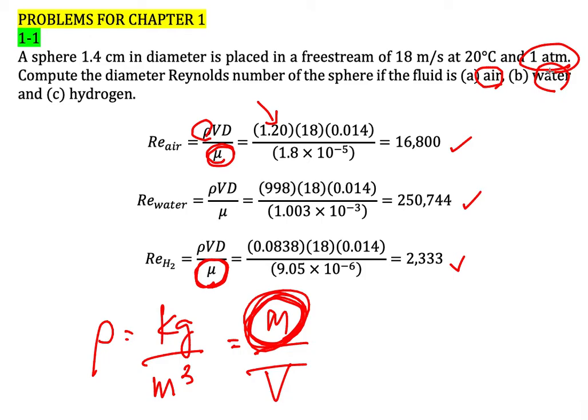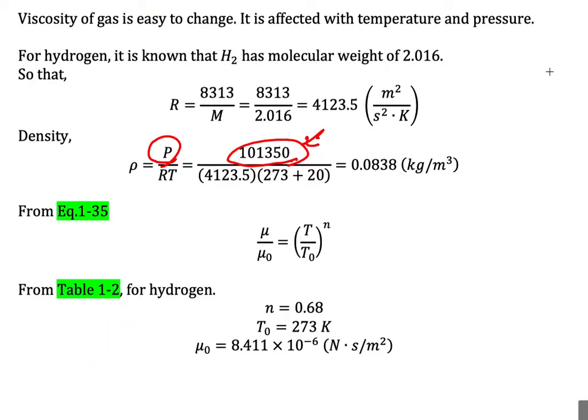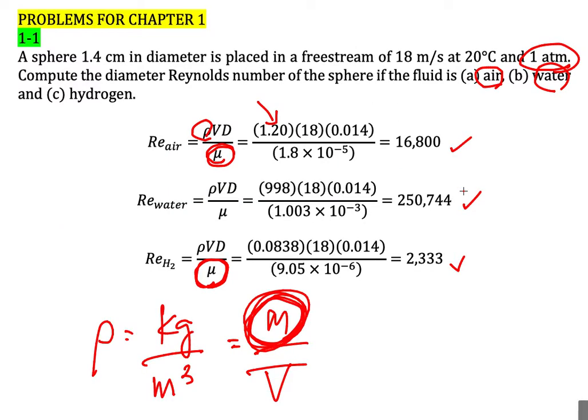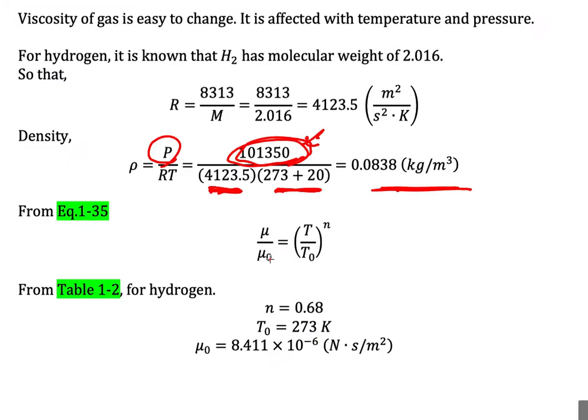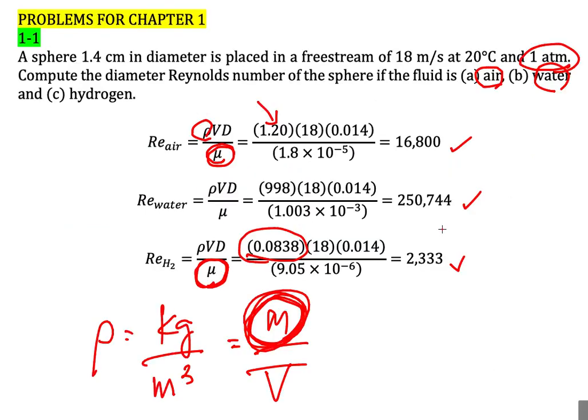If the question gives you 1.5 atm, you need to change this value. Then the value of R, and the value of temperature in Kelvin. So we have 0.0838 kilogram per meter cube. This is the density for the hydrogen. So the density 0.0838 actually comes from this calculation. It depends on the real calculation. Then we are going to calculate the value of mu.